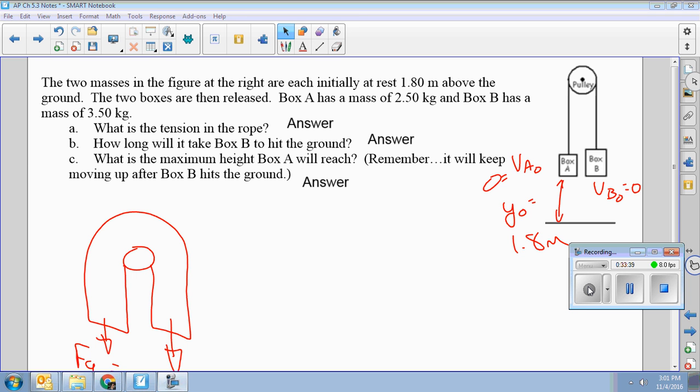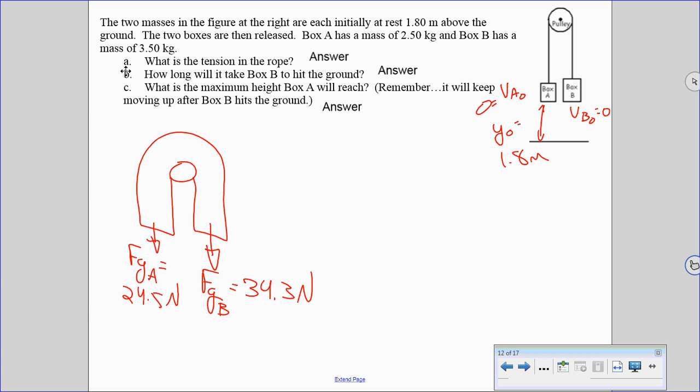Okay, so is everybody good with that? Yeah. All right. So, look, there are two possible directions that our system can go. It can either go this way, or it can go this way, right? Let's call one of those positive and one of them negative. Which one do we want to be positive? The one on the right, because that's the way it's going to go, and then we're not going to deal with negatives. So we're going to make this guy positive, this guy negative, which means that the force of gravity on B is going to be positive, and this one's going to be negative. Follow? What's the mass of the whole system? A plus B, so 2.5 plus 3.5, that's 6 kilograms.